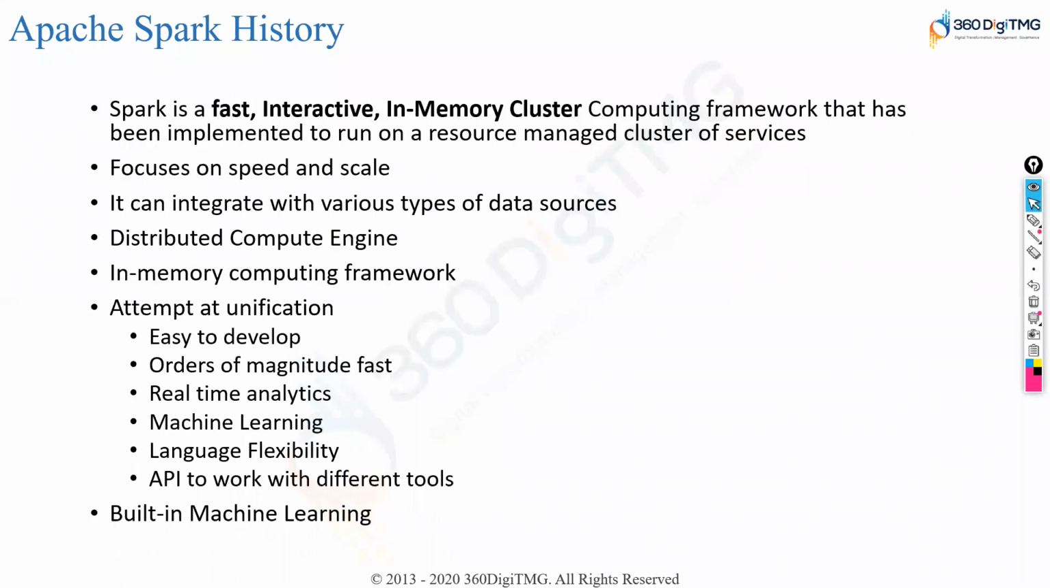Now, when I come to the history, I told you it was made open source in 2010. UC Berkeley, that's where the birth of Apache Spark happened. And Apache Spark is developed using a programming language called Scala. Scala is a programming language which is also known as a hybrid programming language. It has both object-oriented features and function-oriented language features. Hence, it is called a hybrid language.